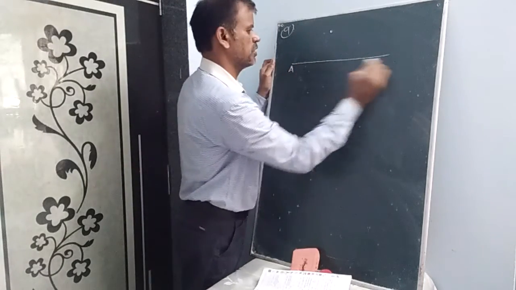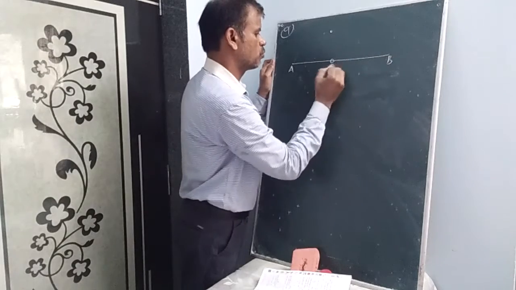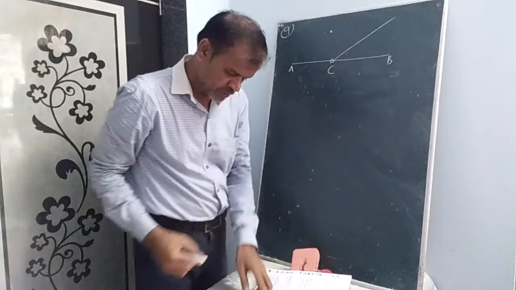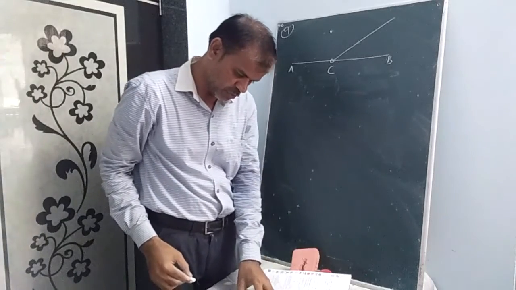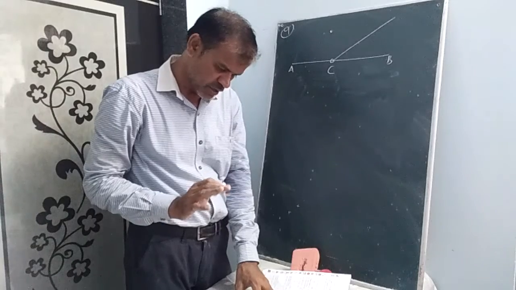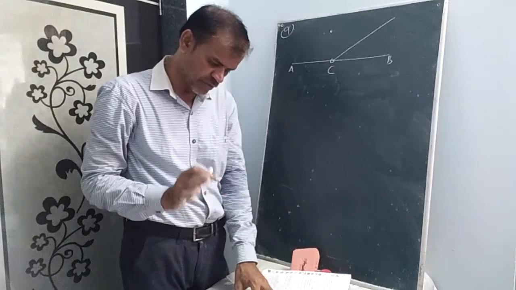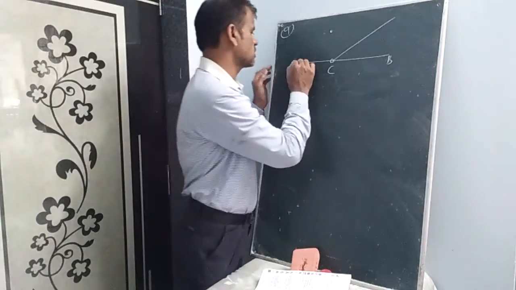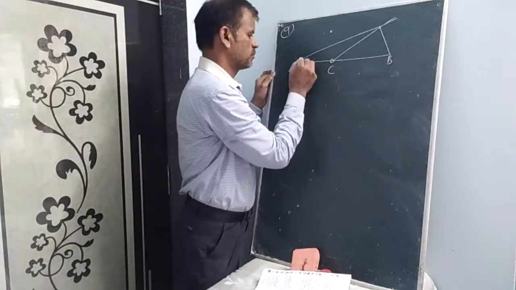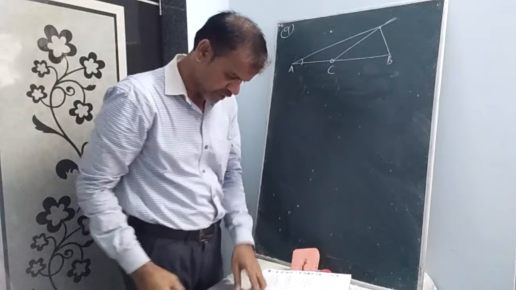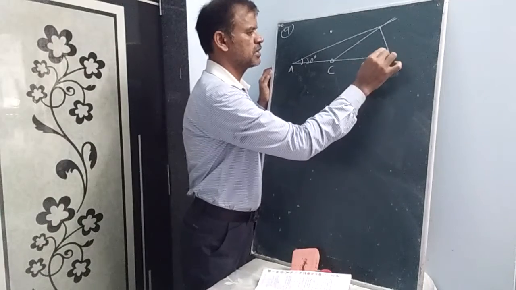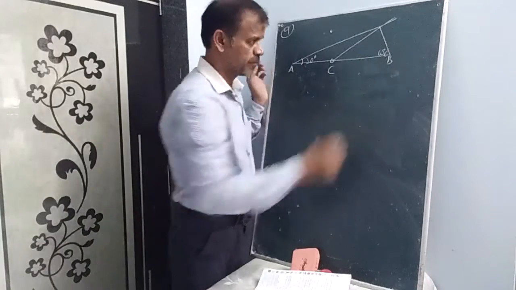This is A, this is B. Put C as the midpoint. A tower at C is leaning towards B. If the angles of elevation of the top of the tower from A and B are 30 degrees and 60 degrees respectively, here it is 30 degrees and here it is 60 degrees.